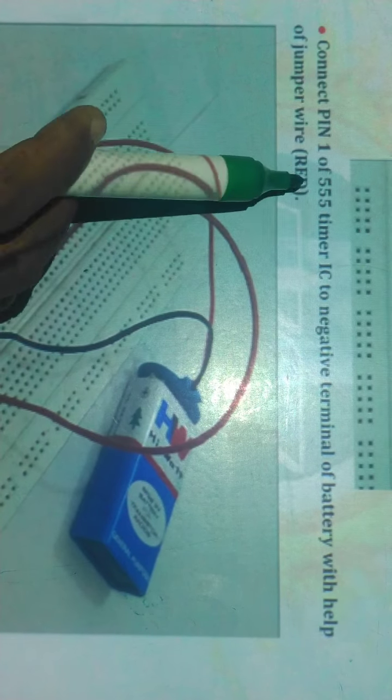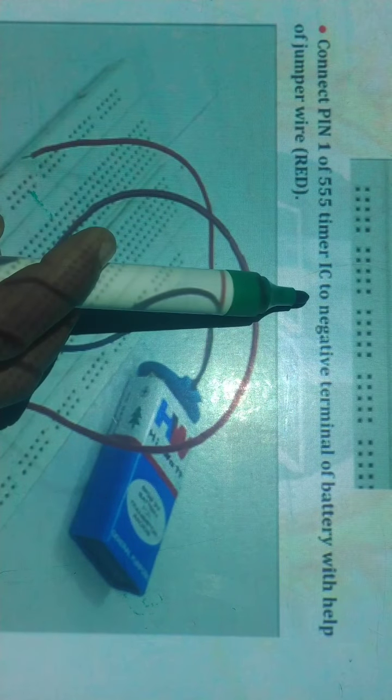The next procedure is to connect the pin 1 of 555 timer IC. The pin arrangement we have already discussed in your previous classes. Read your manual introduction part. That is your first part. What is the 555 timer IC and what is the pin arrangement of 555 timer IC. We have already discussed in your previous classes.